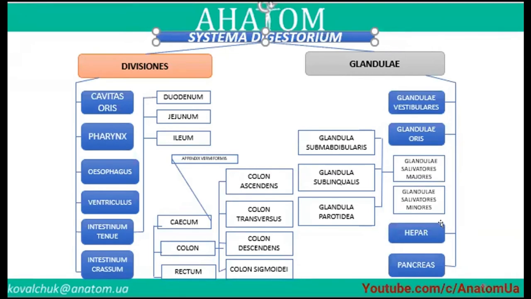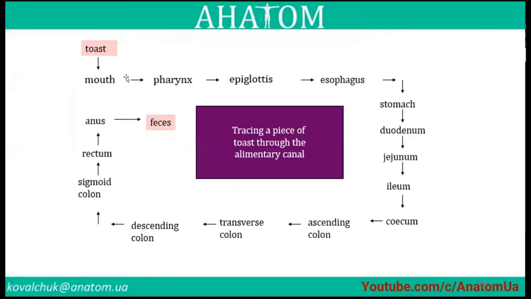And I repeat, the biggest gland in the human body is the liver, or hepar in Latin, and near the liver, near the stomach, is another important gland, the pancreas. What is the way, or tracking, of a piece of toast, for example, through the alimentary canal? First of all, you know, this is toast with a big portion of cheese, for example, or other food.